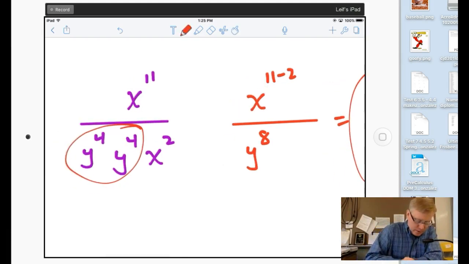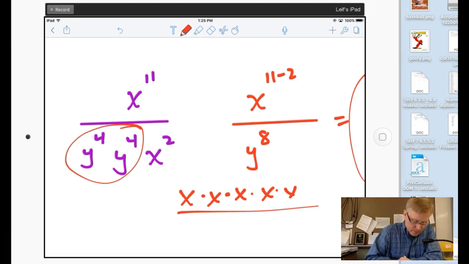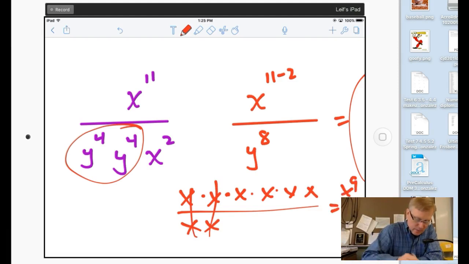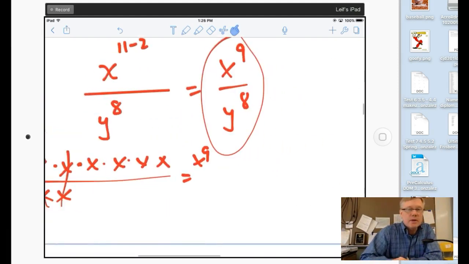Now you could also have done this thing where you start expanding. I've got 11 x's on the top. I don't think I'm going to get all the way to 11, but I got 2 of them down here. So these two cancel, which would leave me 9 more on the top, which would give me x to the 9th. Notice how that's another way to get to the same x to the 9th.